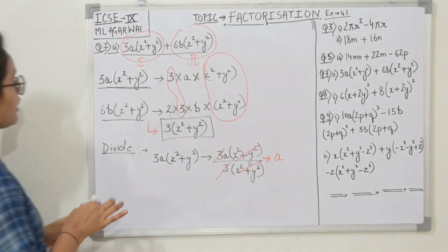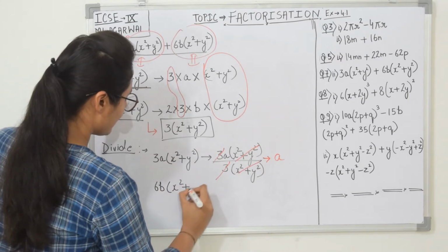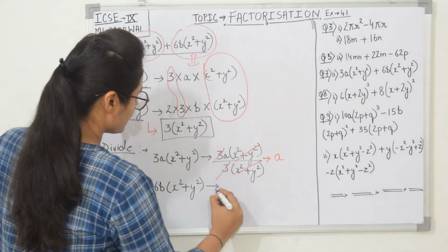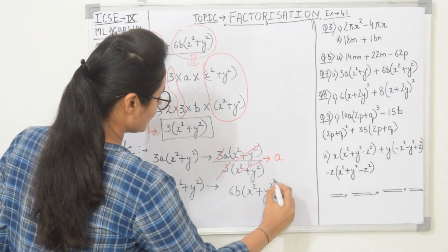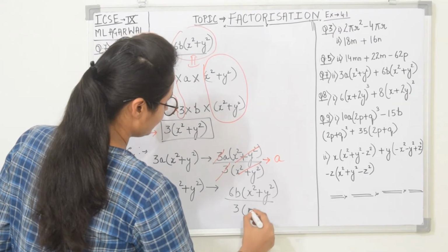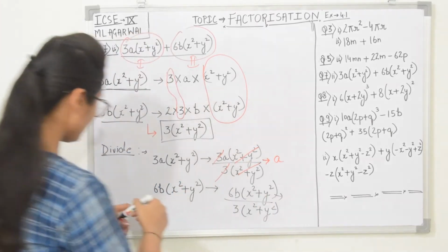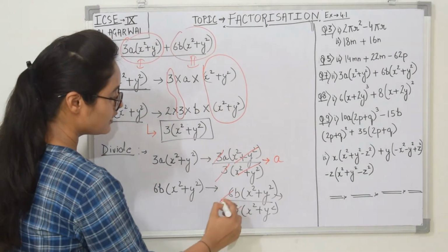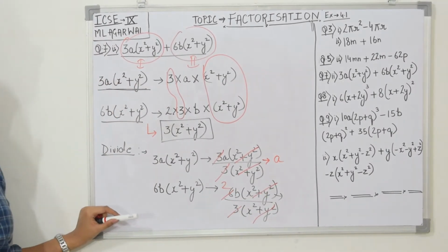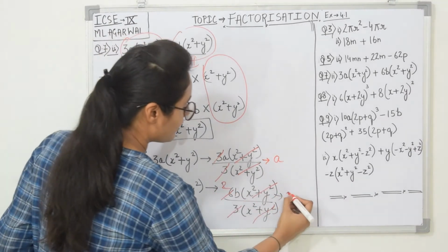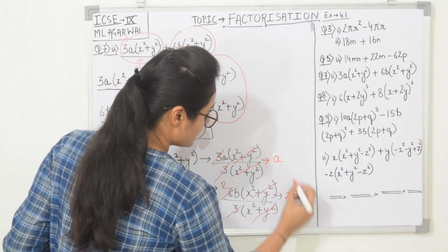Okay. Now talking about the second term, that is your 6b(x² + y²). Now just divide 6b(x² + y²) by 3(x² + y²). So what are you going to get? 3 2s are 6, and (x² + y²) again is going to be cancelled out as it is. So the only remainder you are left with is 2b. Okay, now just combine them.